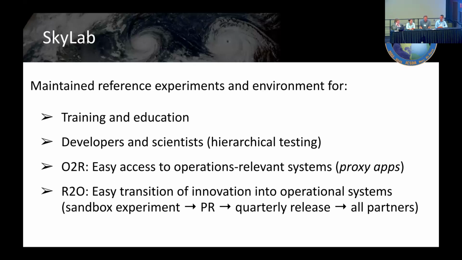And finally, what we are doing in the core team, and we're hoping the in-kinds are going to start doing soon, is what we call R2O, at least the first step of it. People have a branch, they run an experiment with that branch, and they can look at the result. If it's good, they do a PR, it gets merged, it gets in the next quarterly release of JEDI Skylab, and then it's available for all the partners. People in the team are already starting to do that, and we are hoping that more and more people in all the in-kinds can start using that soon.